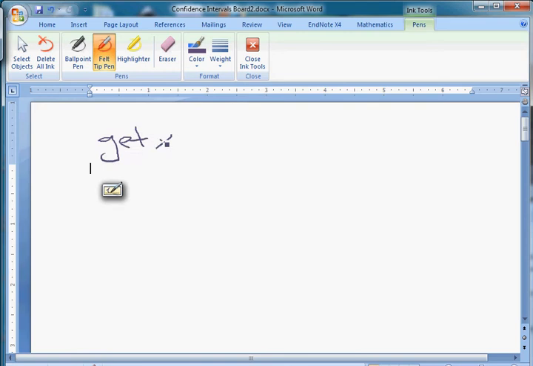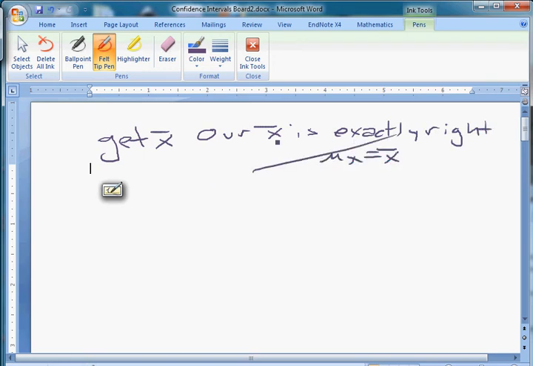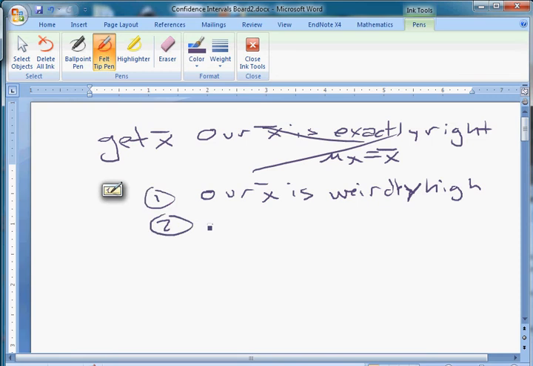Now, there are two major cases. Well, there's three cases, but one never happens. Case one, our x bar is exactly right, and that's mu x equals x bar. That's probably not the case. Then there's also the possibility that our x bar is weirdly high. There's an outside chance that we happened to get a really unlikely sample. And case two is, well, our x bar is weirdly low.